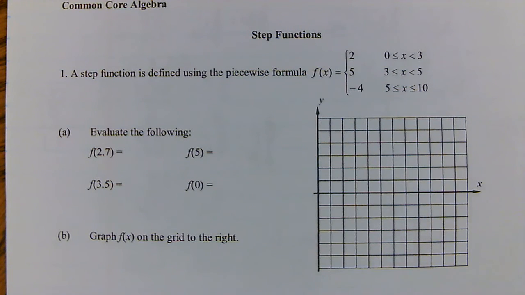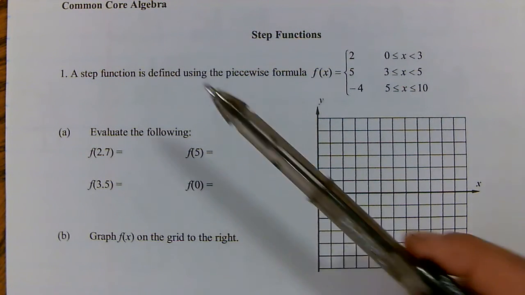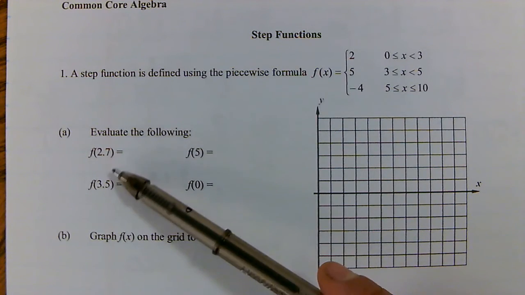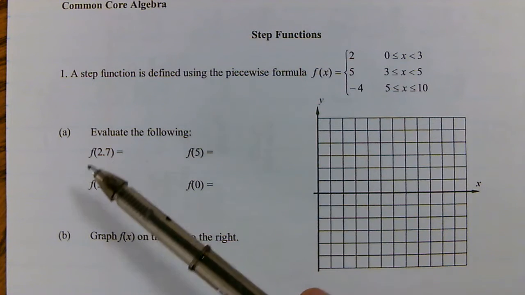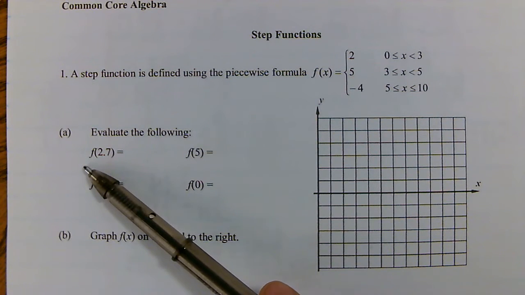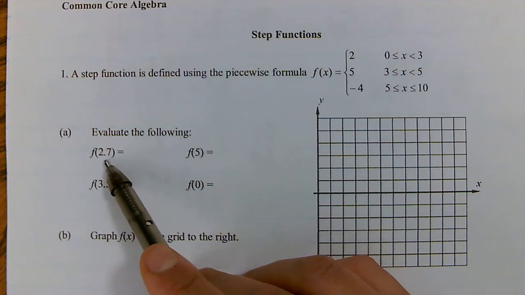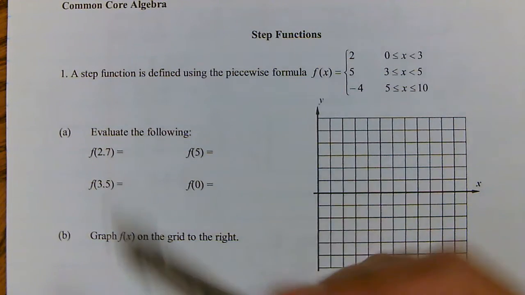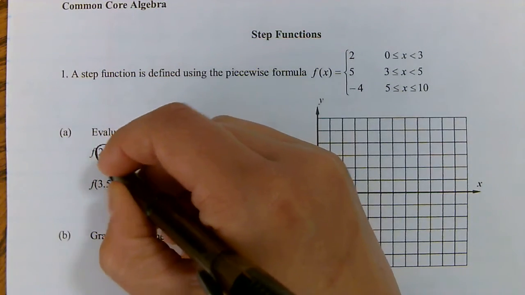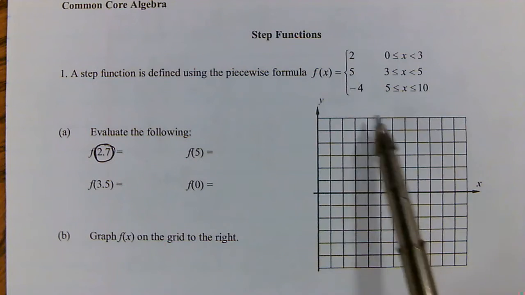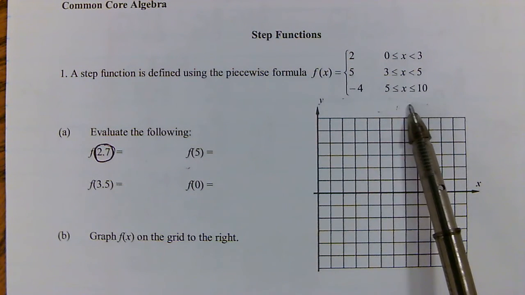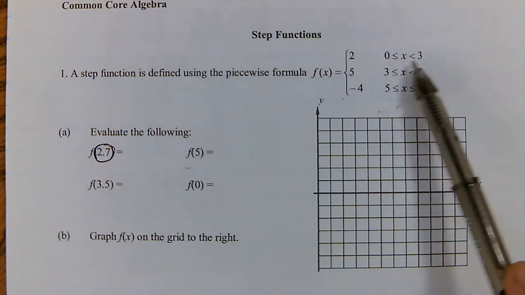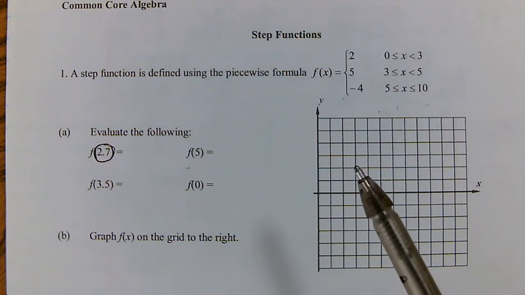Okay, so let's start with part 1. Part 1, the A section, is saying to evaluate for the following. So what this means is, what is this function going to equal when x is 2.7? So when you see whatever value you have in here, you want to go over to whatever the rules are. The rule for this particular step function, they're all listed out right here.